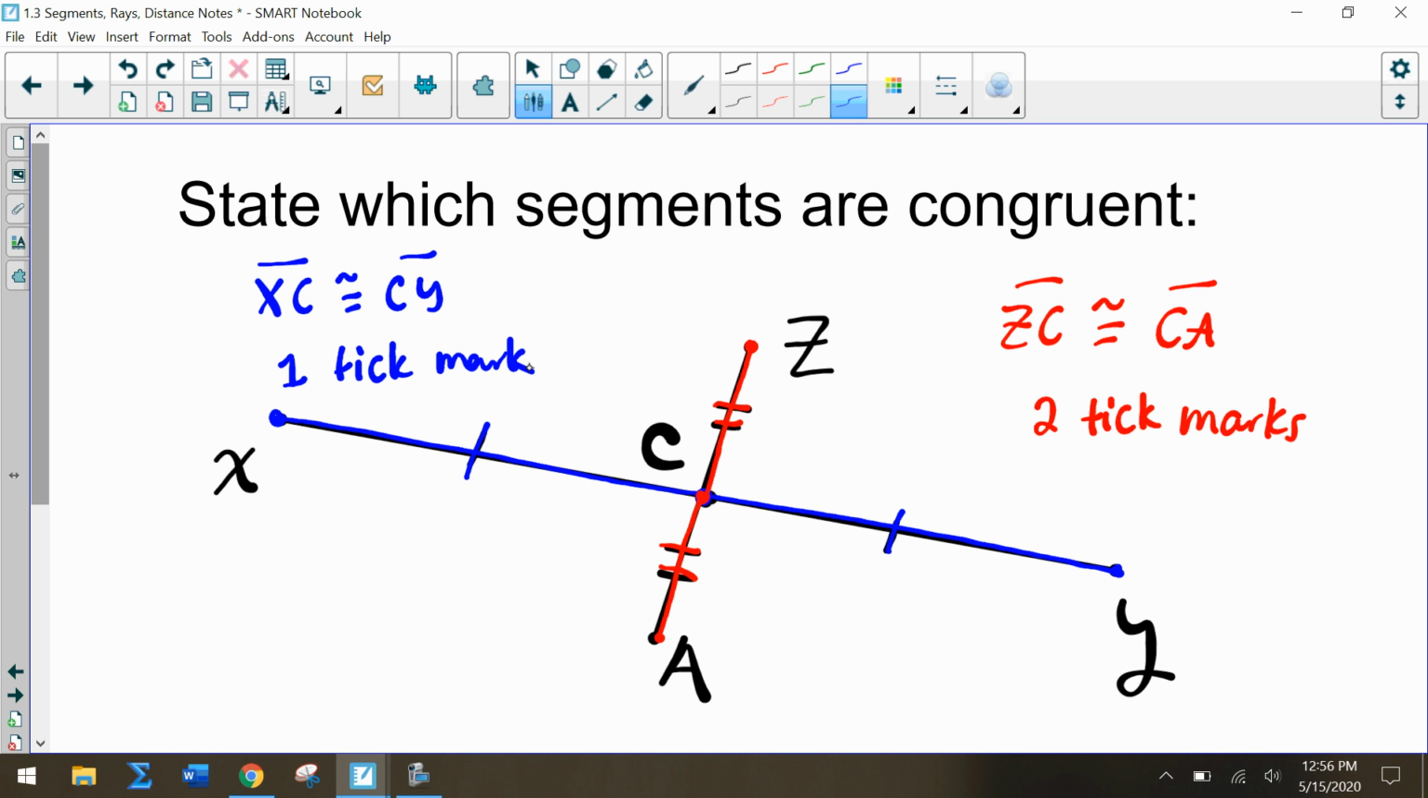Okay, so we're going to practice with congruence all throughout the year. This is a new idea, so we will go through questions that we have in class together.